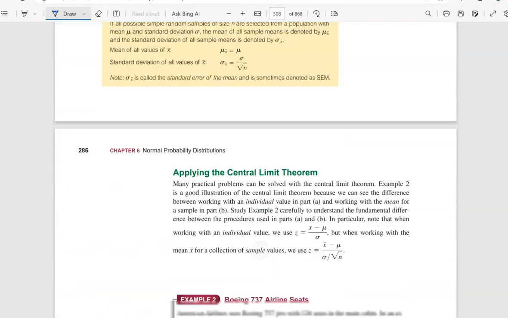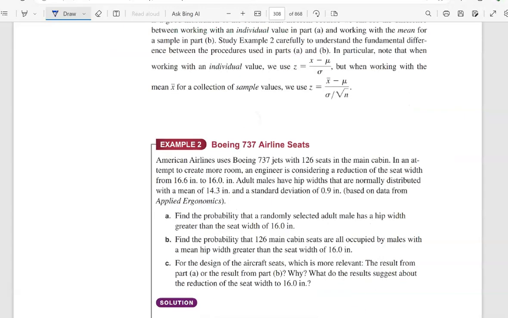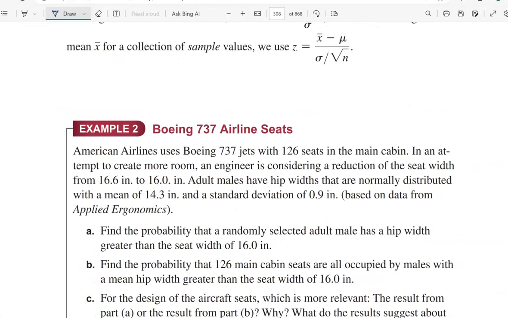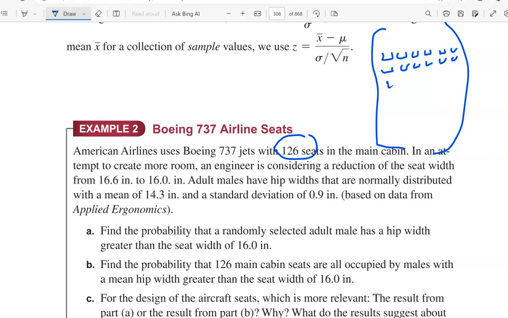Let's look at an example, how this formula works on this actual example here. American Airlines uses a Boeing 737 jet with 126 seats in the main cabin. Those are the seats. An airplane has a lot of seats, 126 of them.